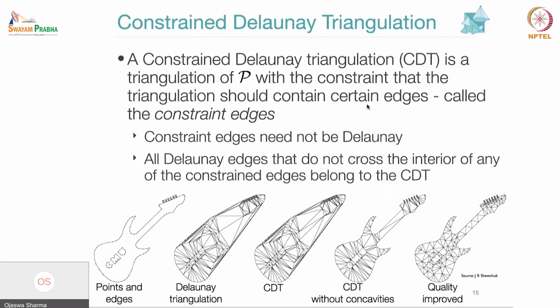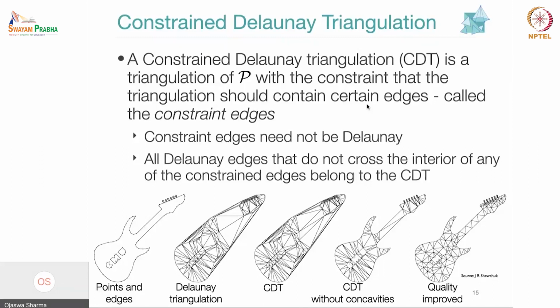There is a variant of the Delaunay triangulation known as the constrained Delaunay triangulation. So a constrained Delaunay triangulation is a triangulation of the set of sites P with an additional constraint that you want certain edges to be present in the triangulation. Now, if you are imposing this constraint, those edges may not be Delaunay edges. That is, they may violate the Delaunay criterion.